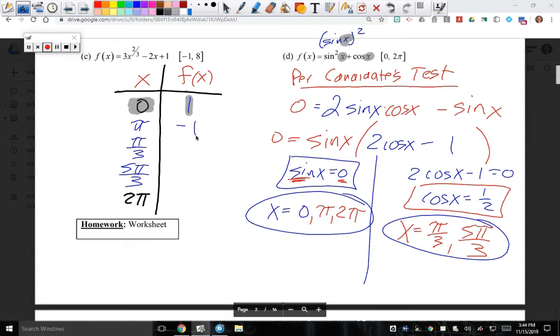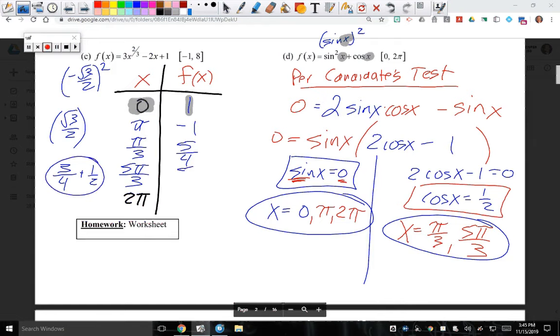This one's a little bit different. What's the sine at pi over 3? Root 3 over 2. Square it, 3 over 4. What's the cosine at pi over 3? 1 half, or 2 fourths. So you get 5 fourths. Now 5 pi over 3. Picture it. The sine is negative root 3 over 2. Square it, still 3 over 4. What's the cosine at 5 pi over 3? 1 half. So it's still 5 fourths.